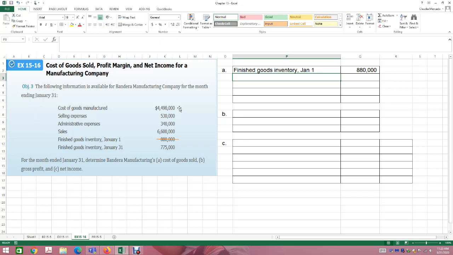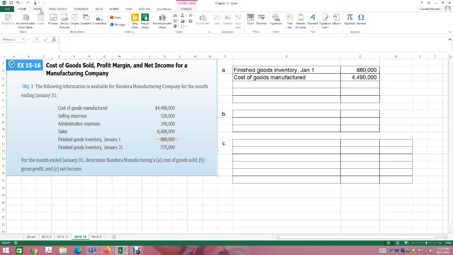So you spend $4,490,000 in manufacturing costs for this period. So I'm going to go ahead and add that there. And here they do it pretty easy because they've given you all of the amounts. So during the month I spend $4,490,000 manufacturing additional product.